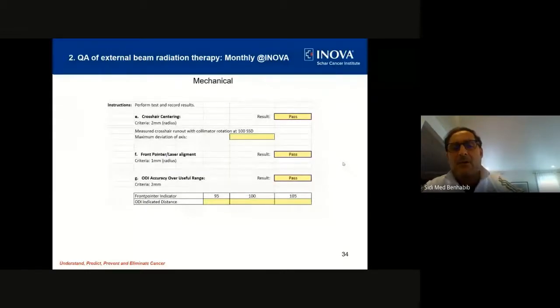For the mechanical, we also check the crosshair centering, of course the front pointer, and then the ODI, the optical distance indicator, which gives the distance. That's also very important to check on a monthly basis. We also do it on a daily basis as well. Next slide.